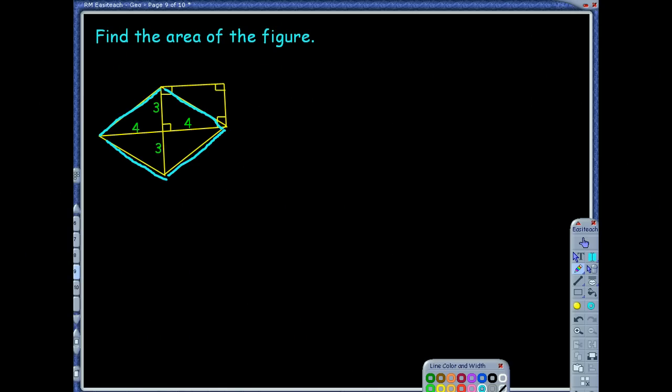So as I'm looking at this one, I noticed that I've got 2 diagonals drawn in. And the diagonals are bisecting each other, so it is a parallelogram. Perfect. And they're perpendicular to each other. Which means? So it's a rhombus.